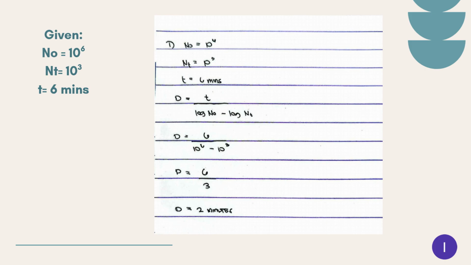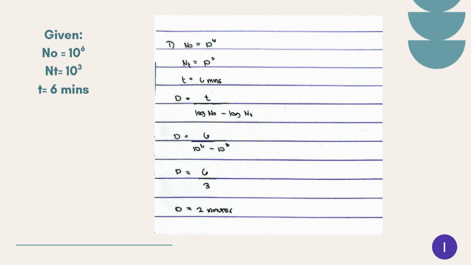Now we substitute the values into the equation. D equals time, which is 6 minutes, so we put it in the numerator, over log N0, or the initial microbial load, which is 10 to the power of 6, minus log NT, the final microbial load, which is 10 to the power of 3.